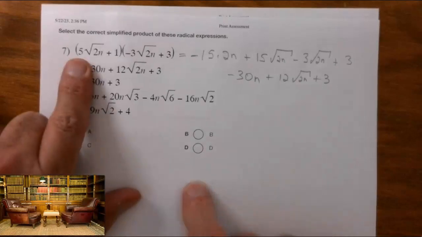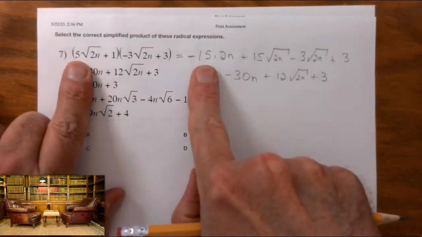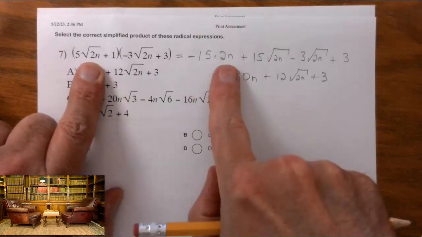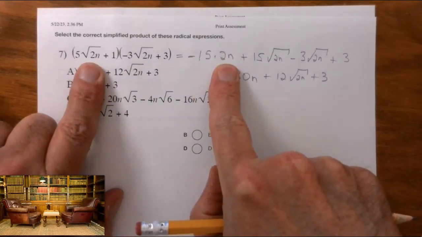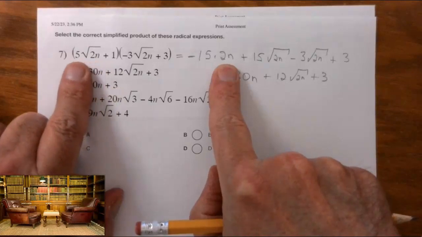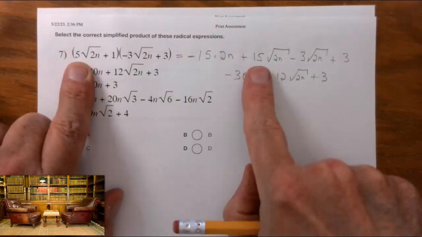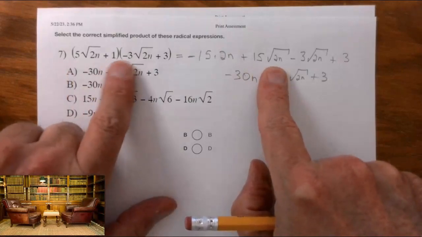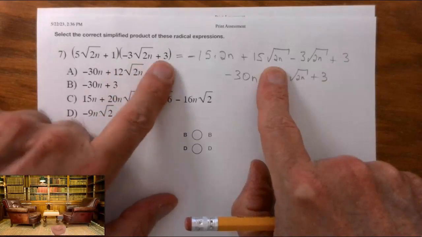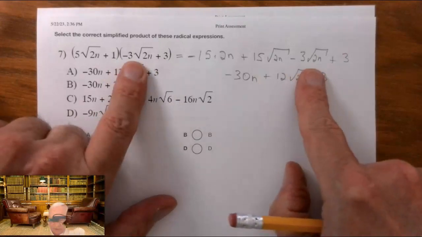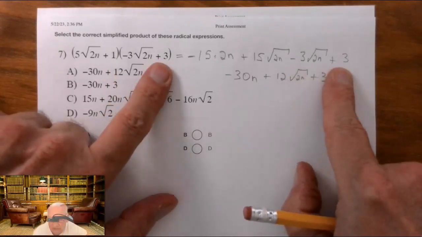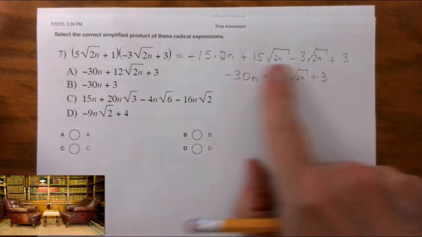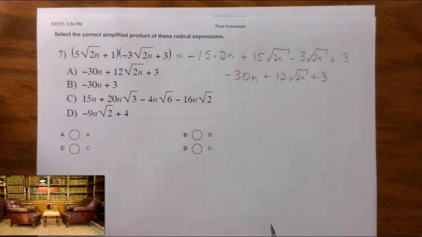All right, same thing here. 5 times negative 3 is negative 15. All right, square root of 2n times square root of 2n becomes 2n. All right. Again, now 5 times 3 is 15. Square root of 2n. And then right here, 1 times this again. Just write this down. Negative 3 square root of 2n plus 3. Because it's 1 times just that. And then you can combine together.